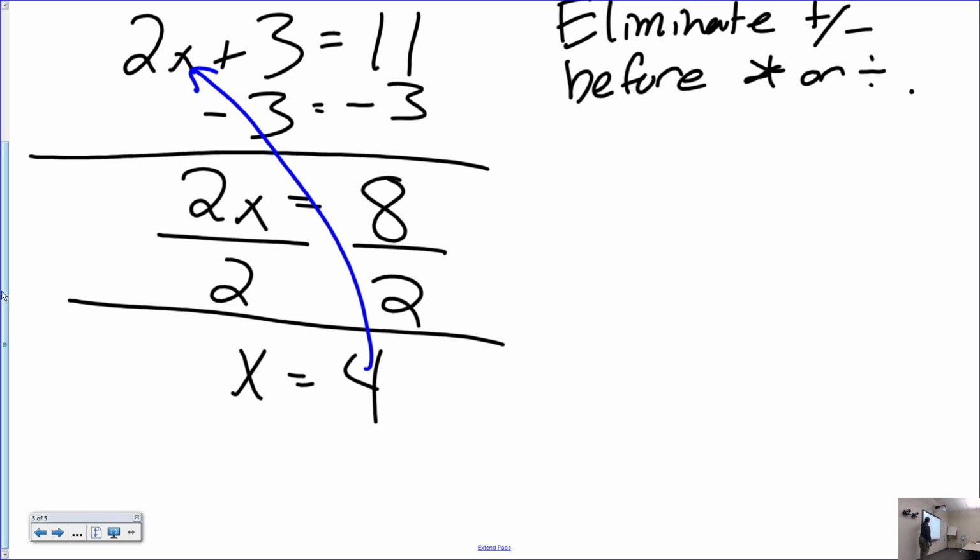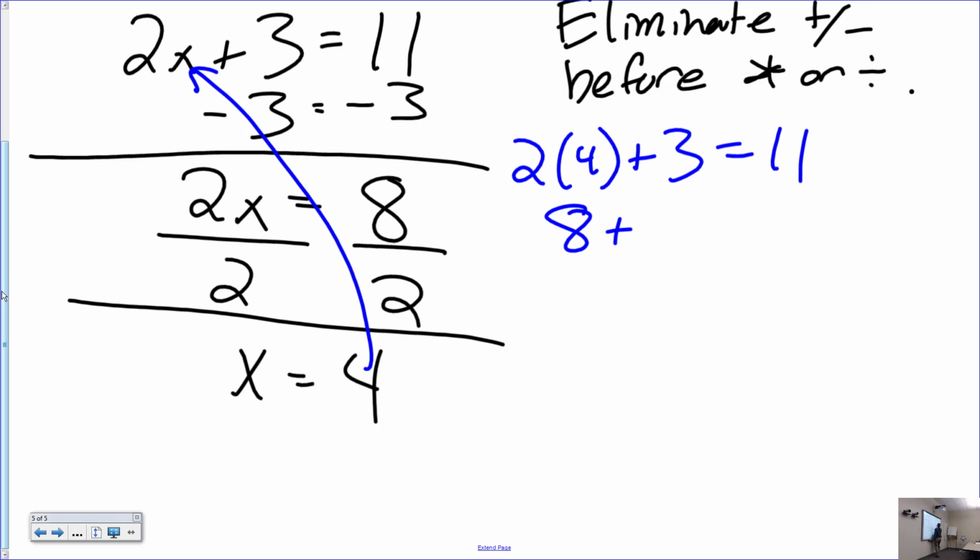In fact, even if doing that in your head is more than you want to have to do, you can write this out. You can say, oh, this is 2 times 4 plus 3 equals 11. This needs to be true. What's 2 times 4? 8 plus 3 equals 11. What's 8 plus 3? 11 equals 11. This is your true statement. That's your checking mechanism to make sure that your solutions are correct.